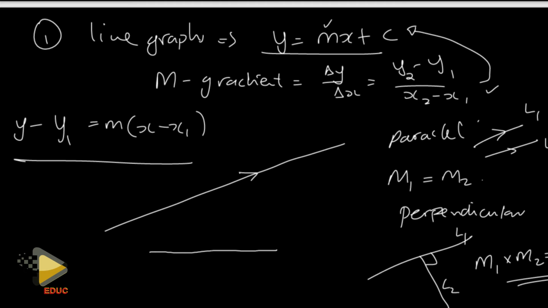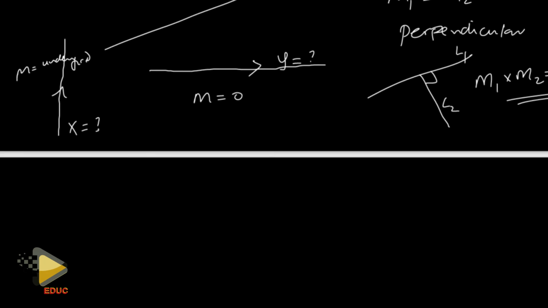Now, we also have horizontal lines, okay? Lines that are just lying in that format. For as long as it is parallel to the x-axis, the gradient is going to be 0, which means that their equations will be just y is equal to a certain number. We also have the vertical lines that are parallel to the y-axis. So these ones, the gradient is undefined. In other words, it doesn't exist. So their equations will be x is equal to a certain number. So we just need to remember about the line graphs.